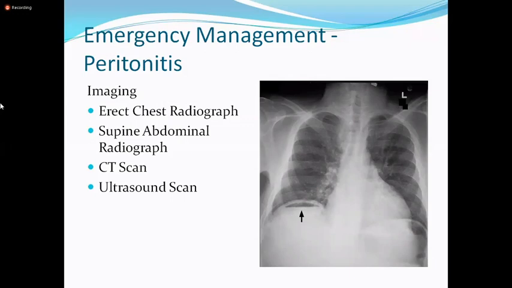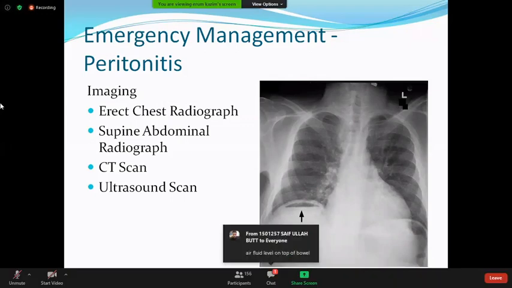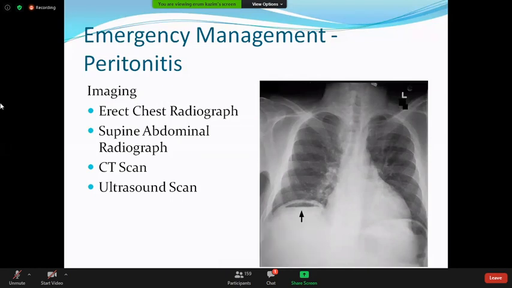Then comes CT scan. CT scan is increasingly used to identify the cause of peritonitis, and it may influence surgical strategy. And the last one is ultrasound scan, which has a role if the patient presents to you with pelvic peritonitis in females or with localized right upper quadrant peritonitis.